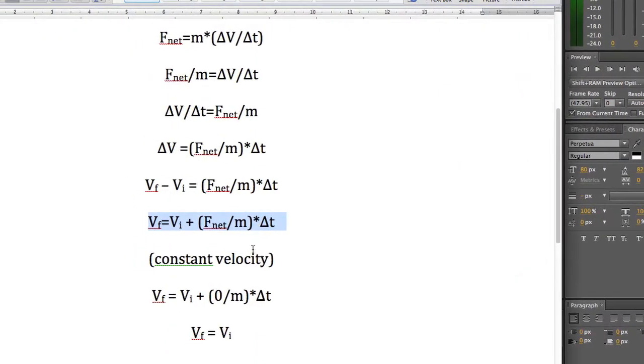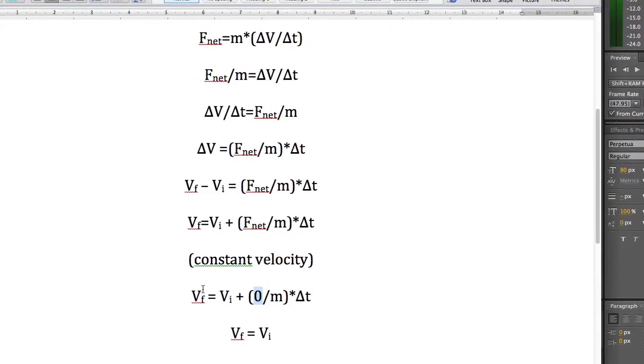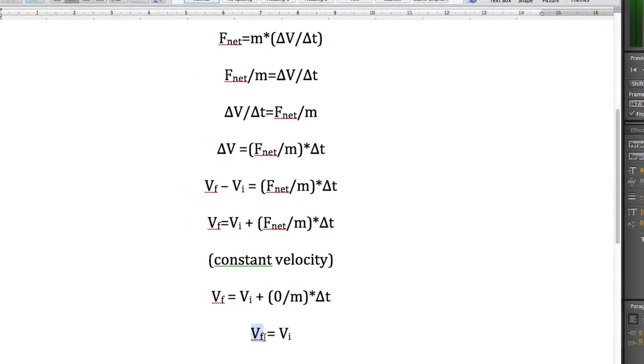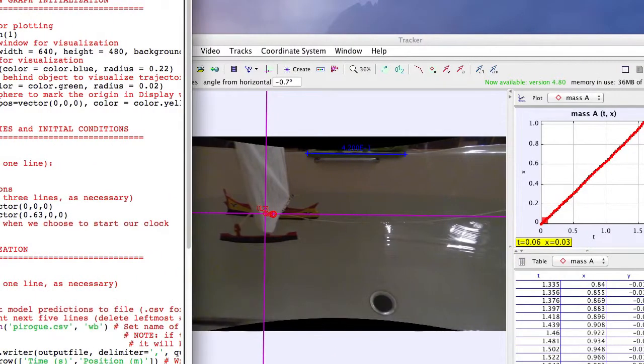Because we have a constant velocity, the net forces will equal out to 0. That being the case, the final velocity will equal the initial velocity. So the mass is extraneous information, however necessary if we were to use this pirogue for any further experimentation.